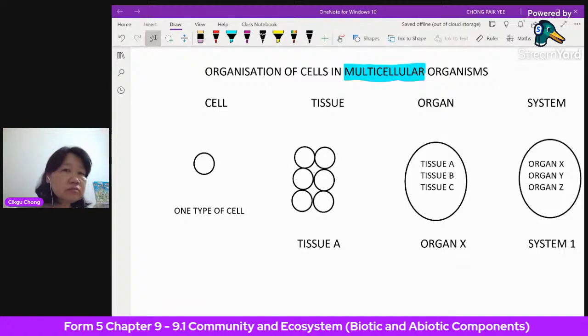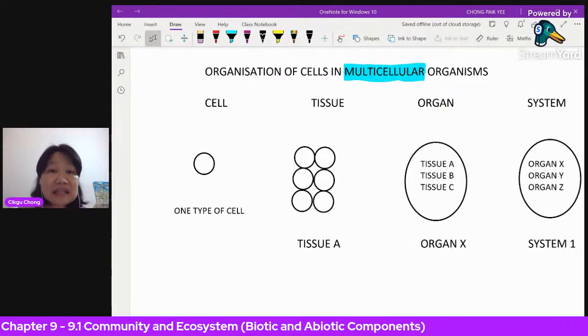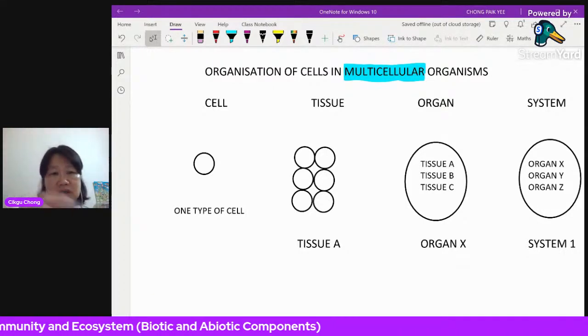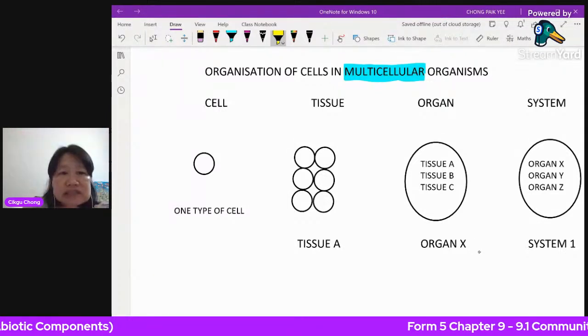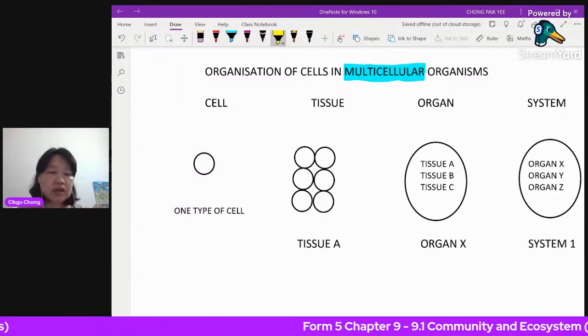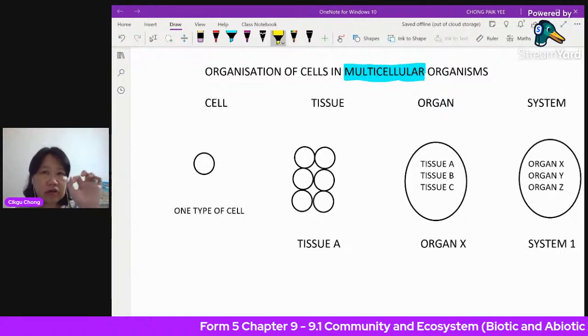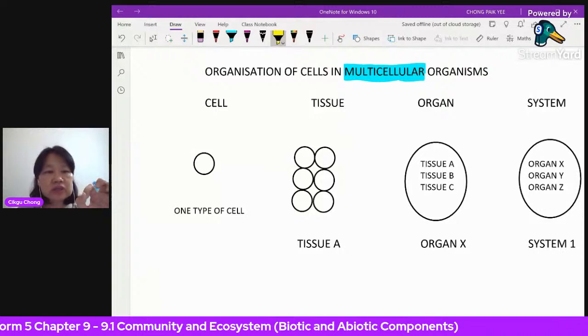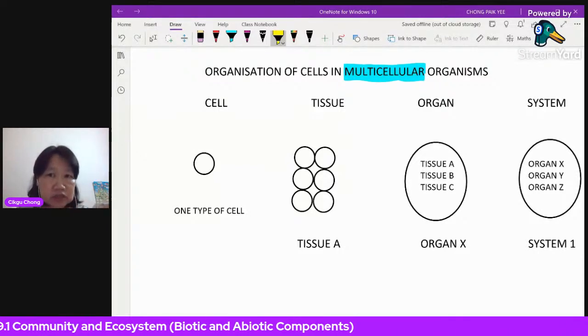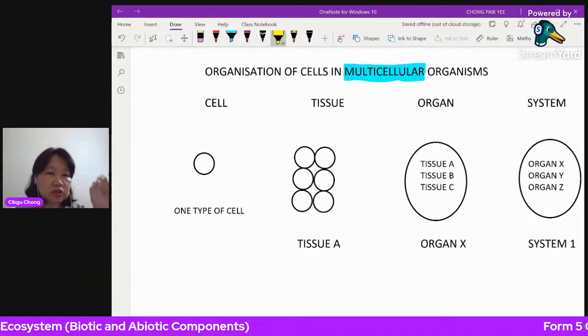So you have, of course, millions of cells. And of course, there are many types of cells in your body. Let's talk about one type only. Let's say maybe your red blood cell, okay? So a cell is just one cell, okay? This one cell, your red blood cell, is not going to perform all the functions in your body. Its job is to carry oxygen. Okay, so it is just one cell.